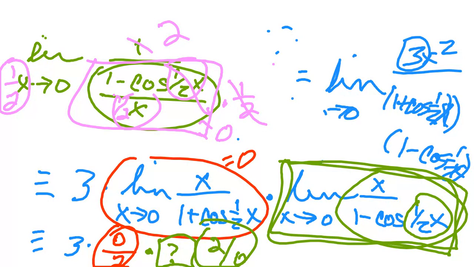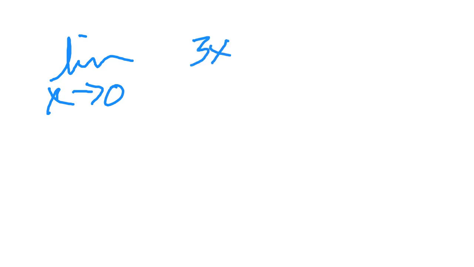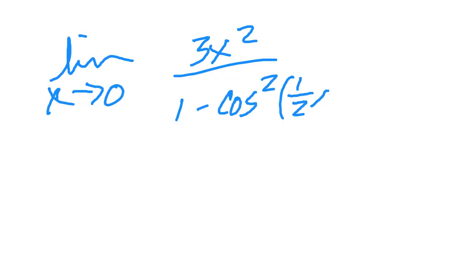So long story short, as much as we would have loved to solve it by factoring, that doesn't work out for us at all in this problem. So let me go back and revisit what we could possibly do to solve this problem. Once again, it was the limit as x approaches 0. This is number 13, of 3x squared over 1 minus cosine squared of 1/2 x.